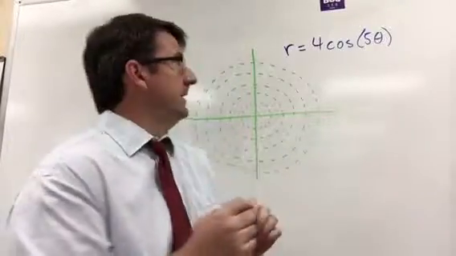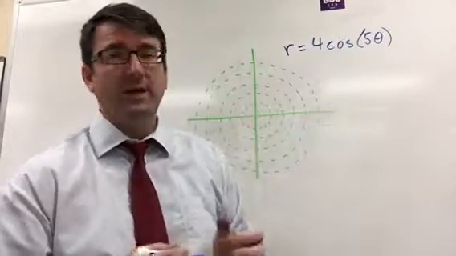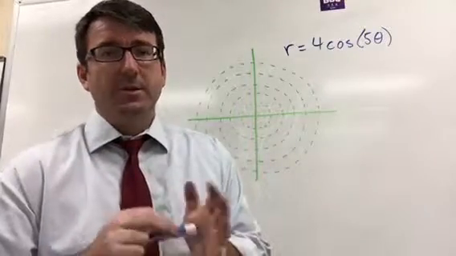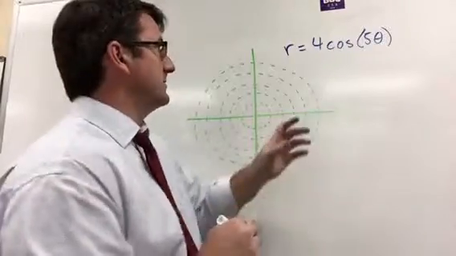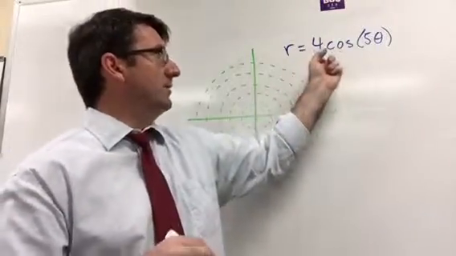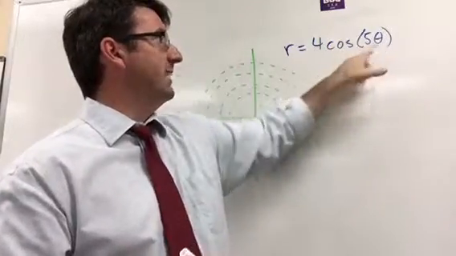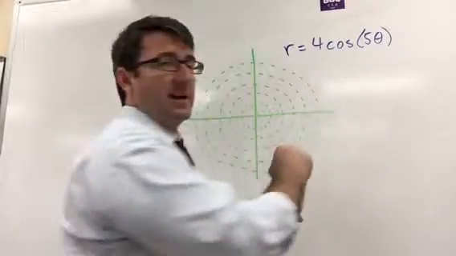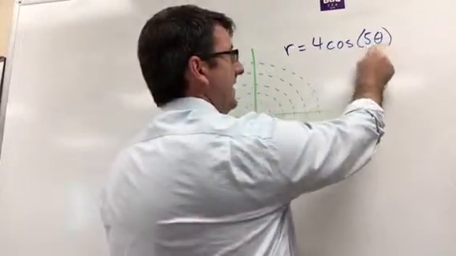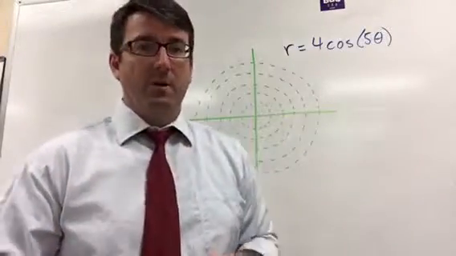All right, number one, we're asked to graph r equals 4 cosine of 5 theta. So this is going to be a rose, and we know it's going to be a rose because we're not adding any constants here. It's just 4 cosine of 5 theta, and we know that it's going to be a rose and not a circle because we're multiplying this theta by something other than 1.